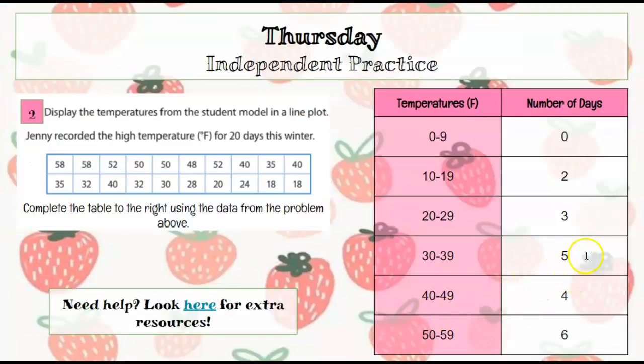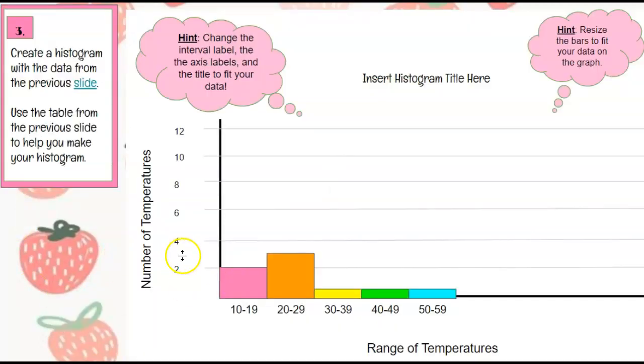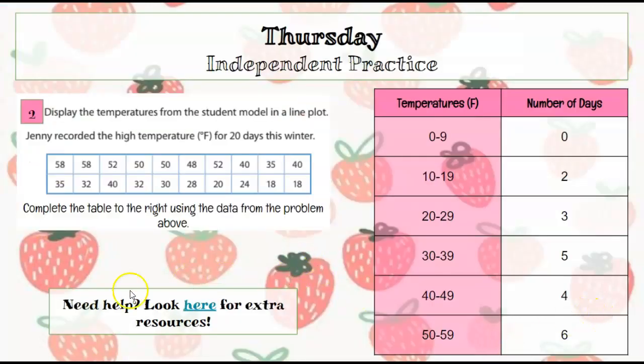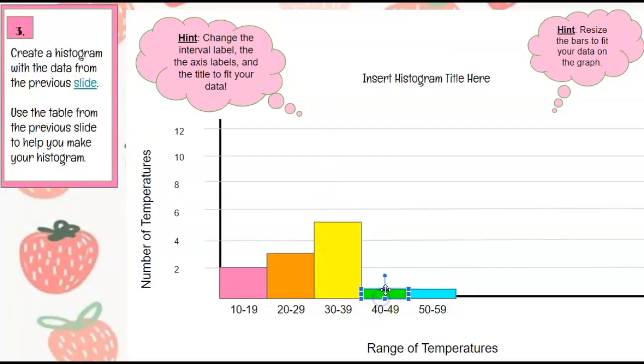30 to 39, I have 5. So again, this is going to be in between 4 and 6 because it's an odd number. From 40 to 49, I've got 4. That's even, so that's going to hit my second line there. And then finally, 50 to 59, I've got 6, which is also even, so that's going to hit the next even line there. And there you are.